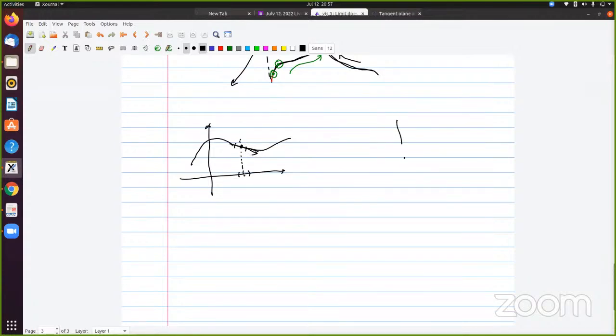Now, in the case of two variables, what is happening? Suppose I have a function like this.